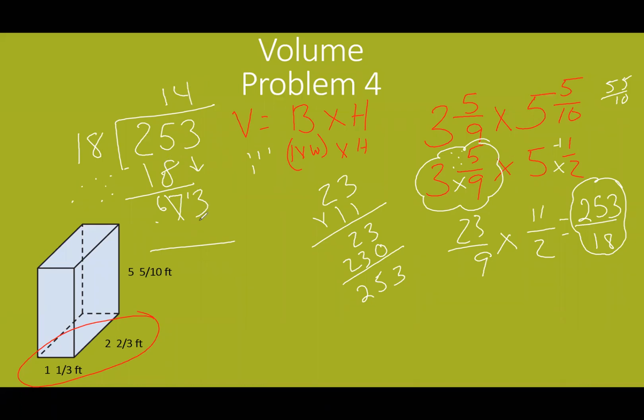4 times 8 is 32. Carry the 3. 4 times 1 is 4. 5, 6, 7. It's 72. So the answer is 1/18. Oh, 14 and 1/18. And we're talking about feet, and it's cubic feet.